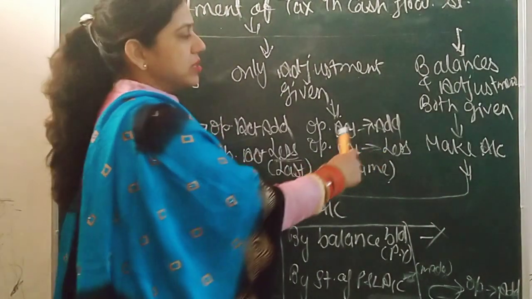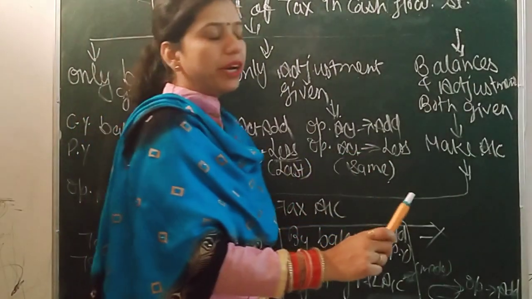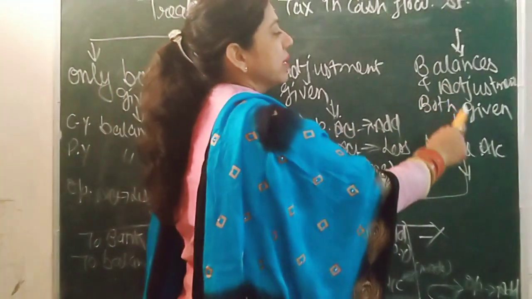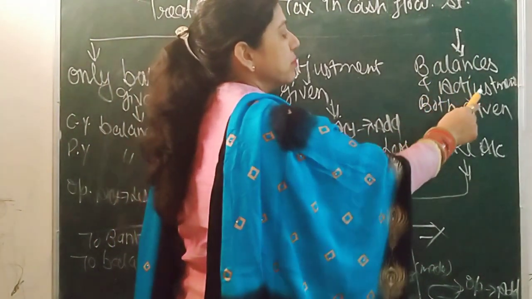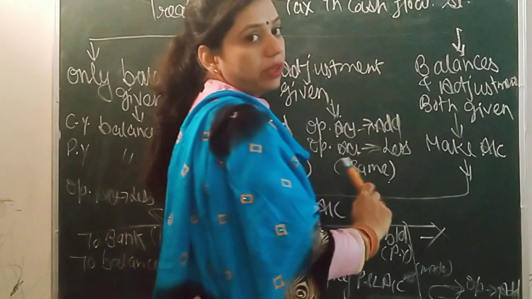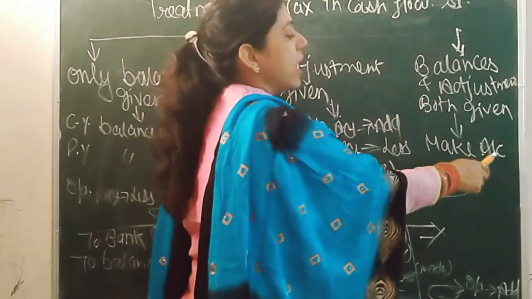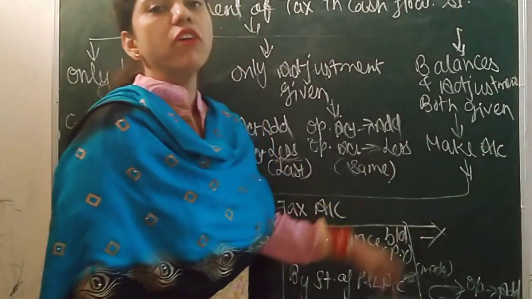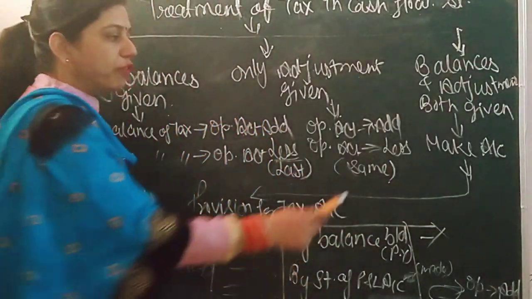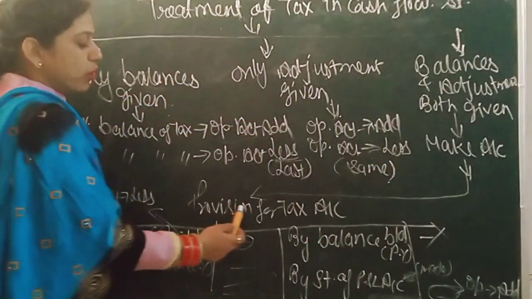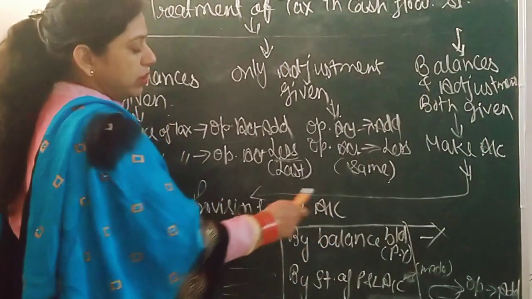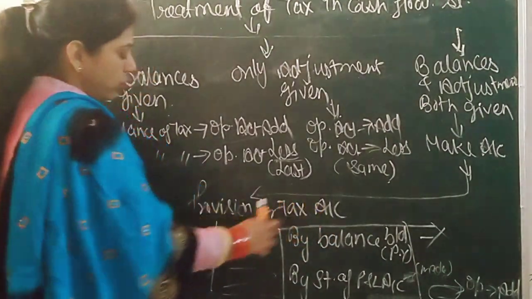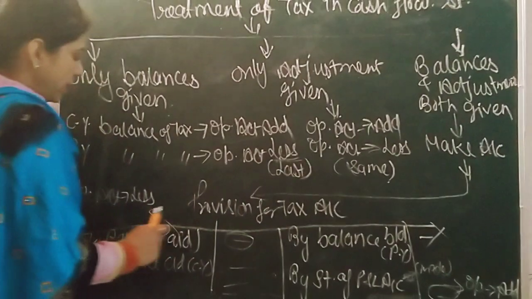But the important point is when both, balances and adjustment, are given in the question, then we have to make an account of tax. Then there is a need to make an account of provision for tax. How will we make it? It's the provision for tax account. Make a T-shaped account, with a debit side and a credit side.